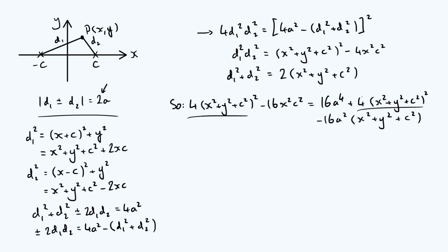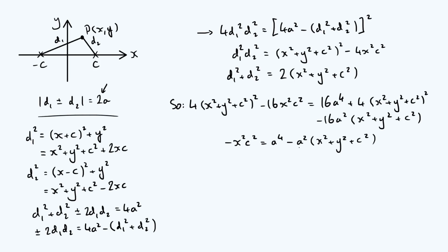The remaining terms all have a coefficient of 16, so we can just divide out that 16 and get a simplified version, which is just minus x squared c squared is equal to a to the 4 minus a squared into (x squared plus y squared plus c squared). So now I want to put the x's and the y's on the same side and all of the constant terms on the other side.